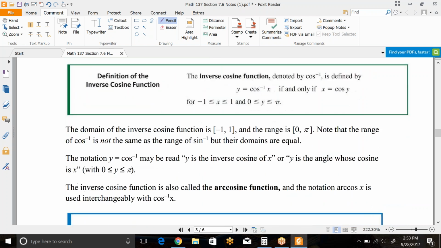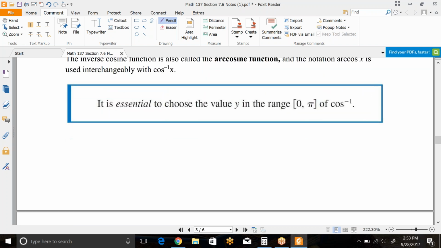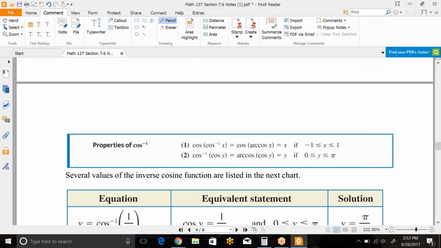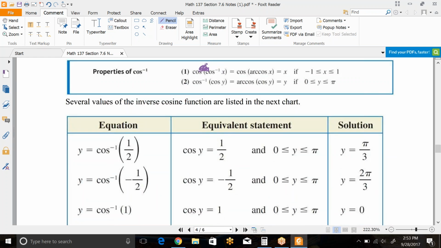So cosine still has the x, the ratio for the triangle, has to be between -1 and 1. Remember, that's because we're on the unit circle. And then the cosine inverse's angle, the y value, the answer, has to be between 0 and pi. So same situation here, it's essential we choose y values in the 0 to pi range. So again, cosine and cosine inverse would cancel out each other if the x, with the inverse being inside, is between -1 and 1.